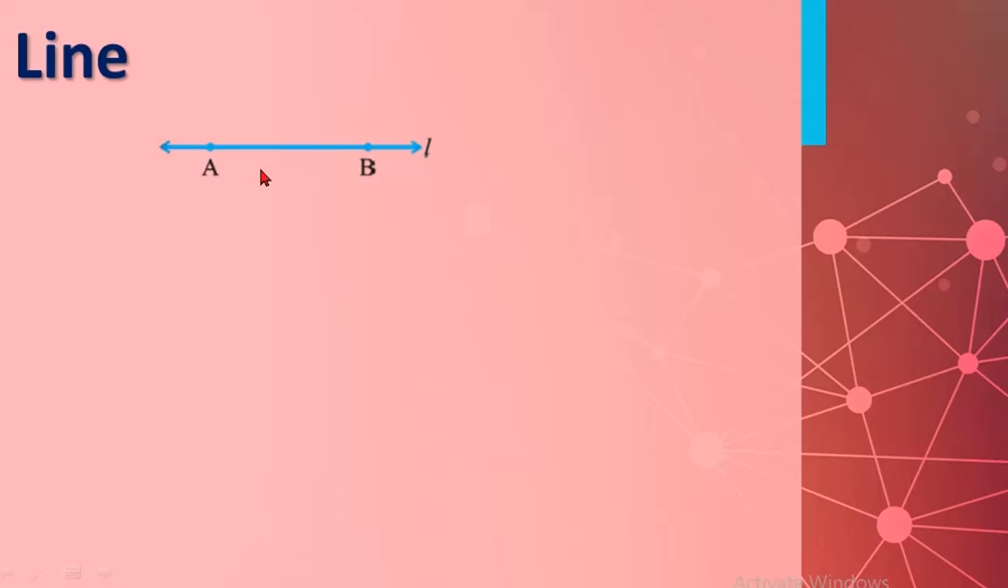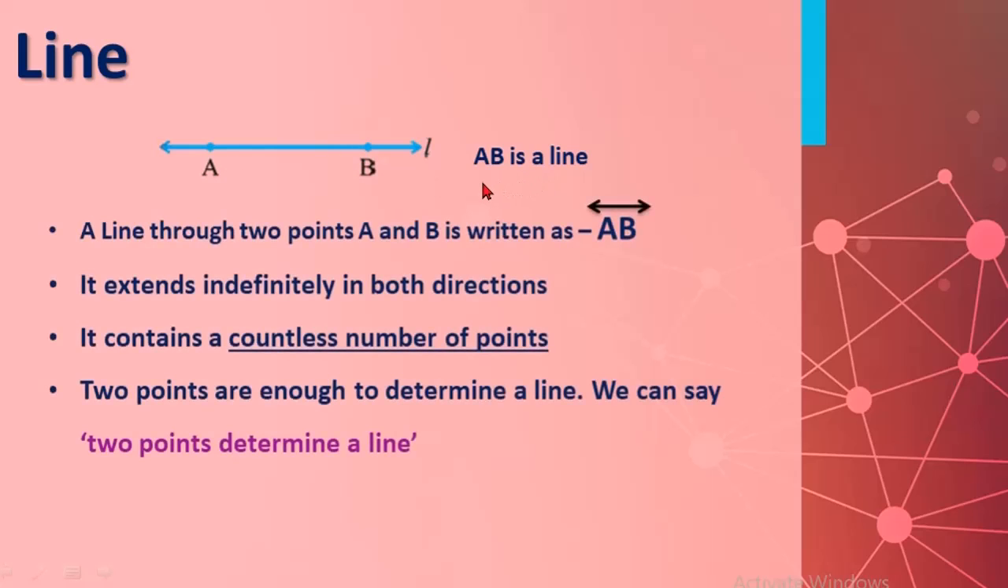And so how can we write down the line? Let's see, here is AB, so we can name the line by using any two points on the line. Here A is a point and B is another point, so we can write AB is a line. So let's see the properties of a line. A line through two points A and B is written as AB.